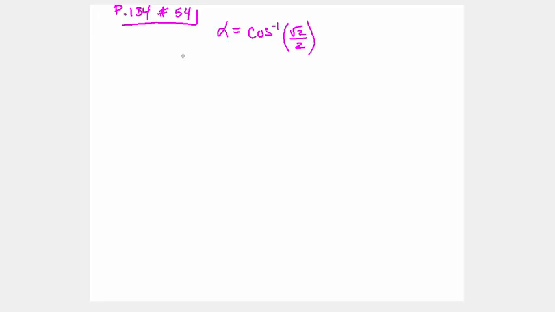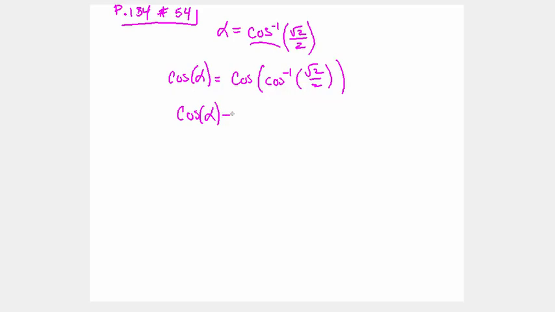We're going to apply the cosine function to each side. I'm motivated to use cosine because I'm given a cosine inverse here. So if I take the cosine of each side of this equation, I'll end up having the cosine of alpha equals the cosine of the cosine inverse of square root of 2 over 2. Okay, and this will get me a lot further because on the left side, I just have the cosine of alpha. On the right side, I have a cosine of a cosine inverse. Well, those, by their very nature, cancel out, so I'm left with just root 2 over 2.